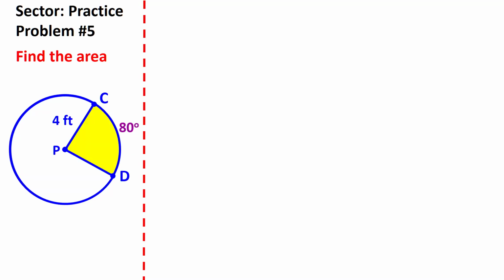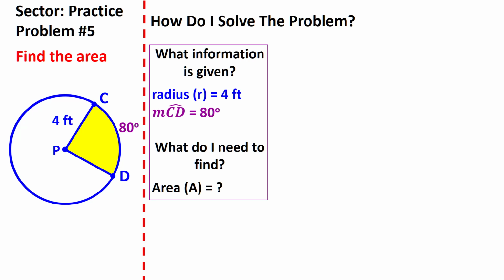Problem 5. Find the area of this sector. How do I solve the problem? First, I write down the given information. Radius equals 4. The measurement of arc CD is 80. I need to find the area.